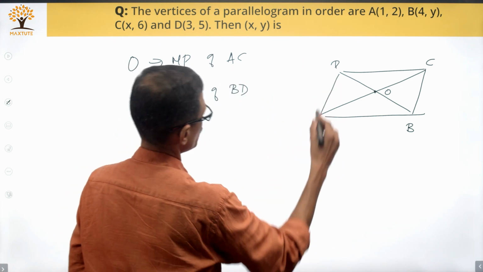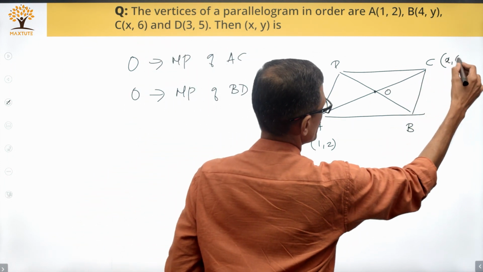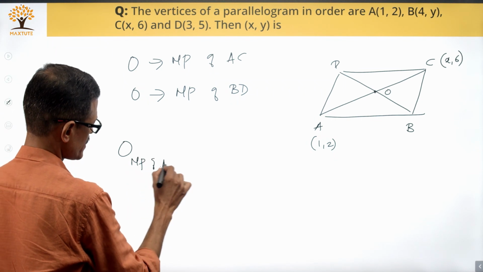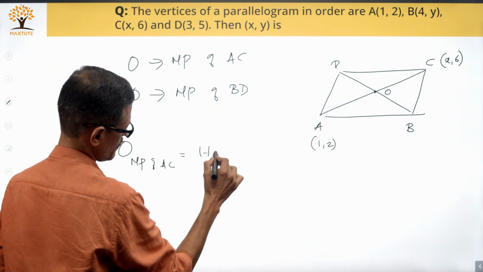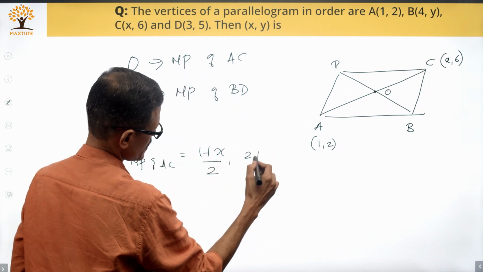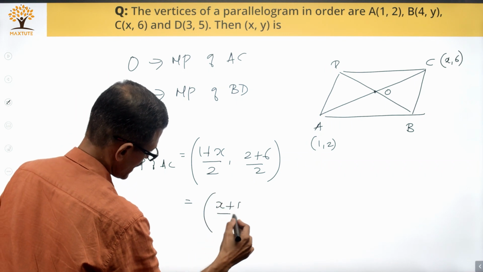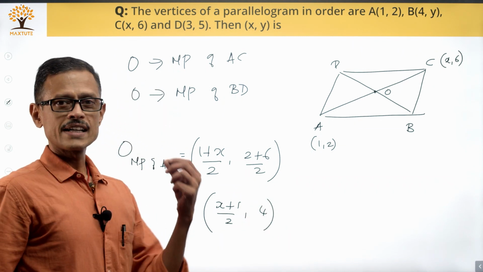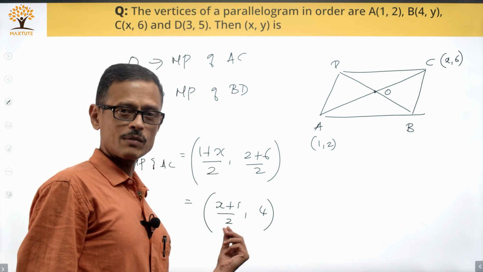The coordinates of A are (1, 2), the coordinates of C are (x, 6). So, we are going to compute the coordinates of O as the midpoint of AC. That is going to be equal to (x1 plus x2)/2, which is (1 plus x)/2, and (y1 plus y2)/2, which is (2 plus 6)/2. Let us simplify and write it. This is going to be equal to (x plus 1)/2, and 2 plus 6 is 8, 8 by 2 is equal to 4. So, the coordinates of point O computed as the midpoint of AC work out to ((x plus 1)/2, 4).